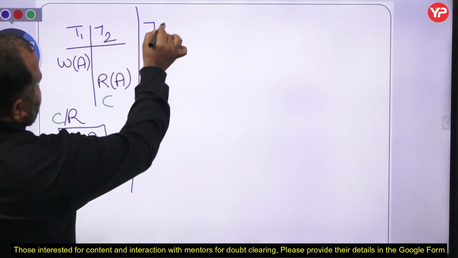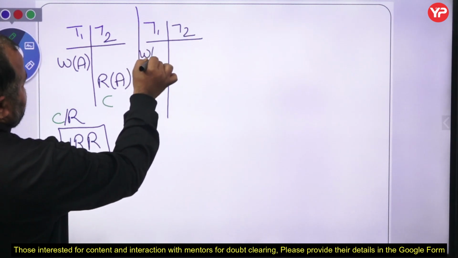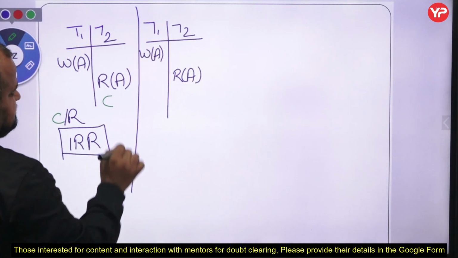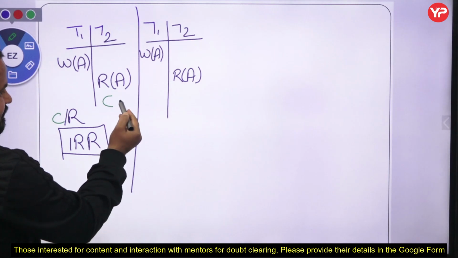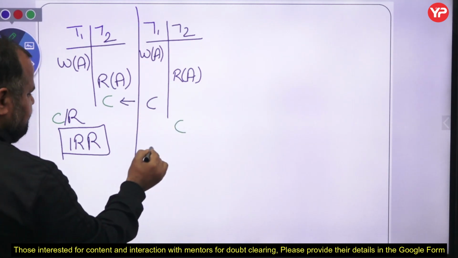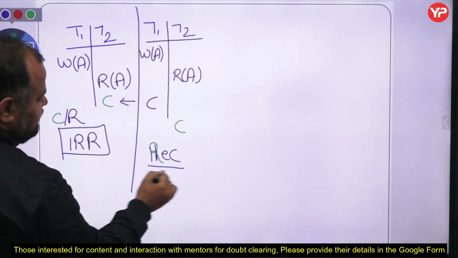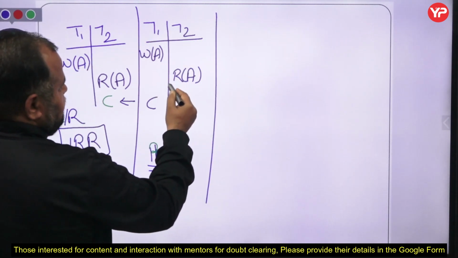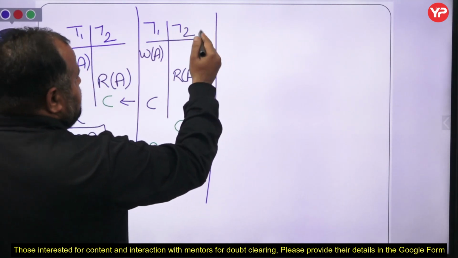Next, T1, again you have to make these notes in your notebook. Suppose T1 writes a data item, and the data item must be the same. Now if I want to make it recoverable, we have to delay this commit operation. First commit this one, then commit this one, so it is a recoverable case. Then we can say that we are able to recover the schedule. If some failure is there, yes, we can recover or undo T2 also.